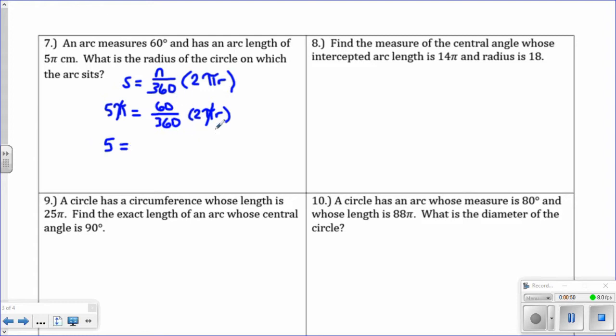Now, over on the right, I like to make this into one single fraction and then cross-multiply in the next step. So this is really over 1. So if you look at it on the top, it's 60 times 2 times r. That would be 120r. And on the bottom of the fraction, we have 360 times 1, which is just 360. I'm going to put the 5 over 1 and then cross-multiply. So 5 times 360 is 1800. Equals 120r times 1 is 120r. And then if you just divide both sides by 120, you will have the radius, which is 15.